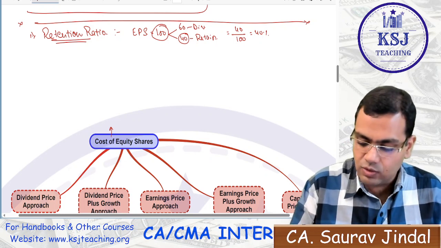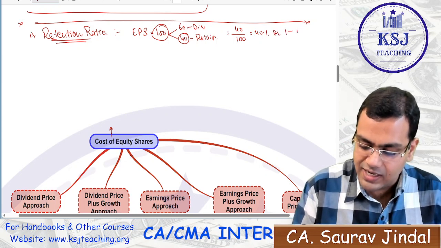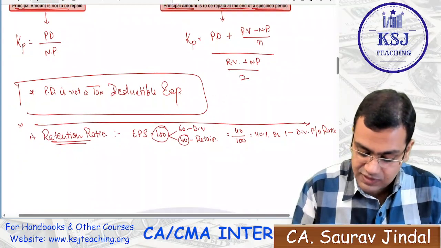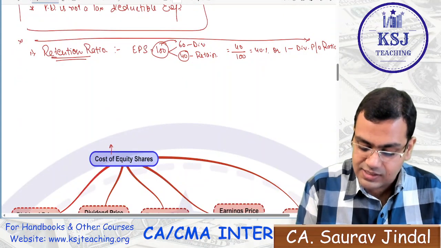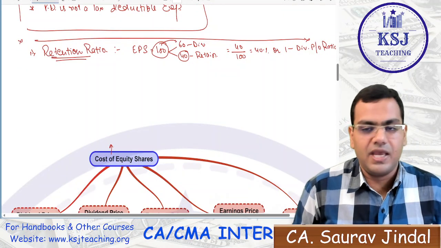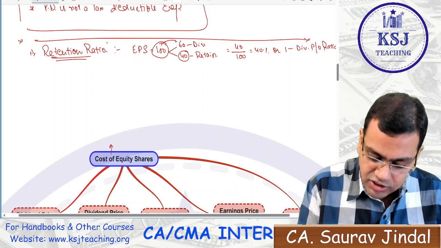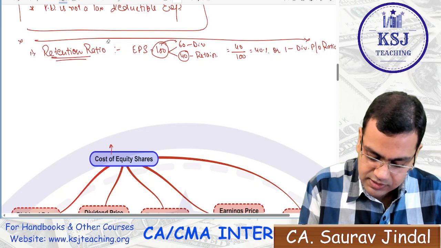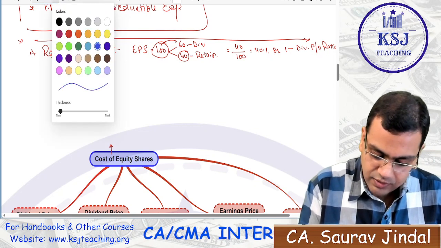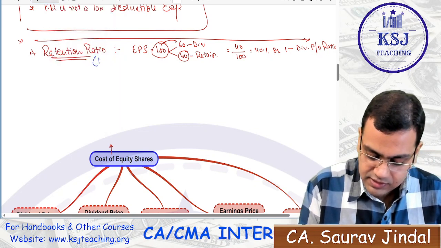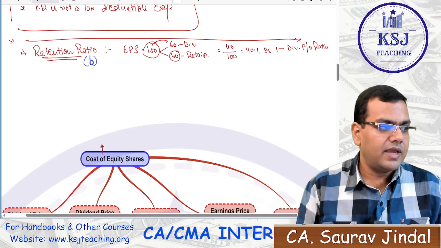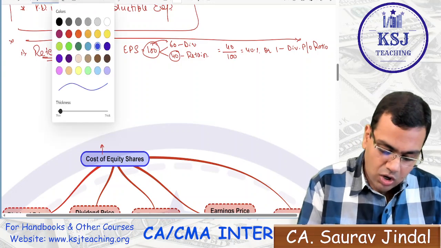Or how can we calculate it? It can be 1 minus dividend payout ratio. What is dividend payout ratio? Dividend payout ratio is how much of this 100 rupees you are going to pay as dividend. This retention ratio is denoted by small b. I'll write it with a separate color so that you can easily see it. This is denoted by small b, retention ratio.